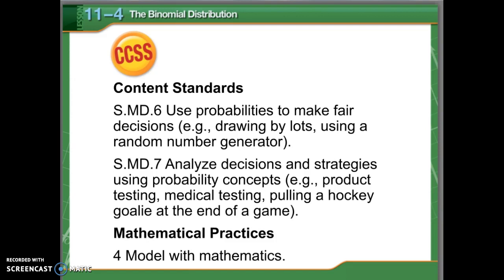The first one is use probabilities to make fair decisions, for example, drawing by lots or using a random number generator. The second one is analyze decisions and strategies using probability concepts, for example, product testing or medical testing, playing hockey goal at the end of the game. The mathematical practice we're going to focus on is number 4, model with mathematics.